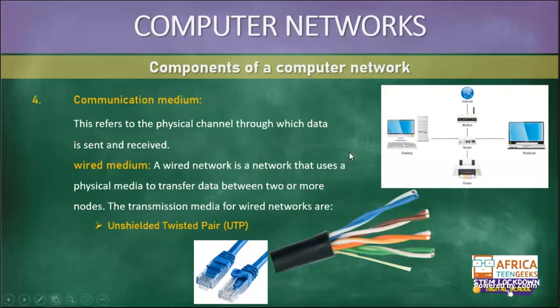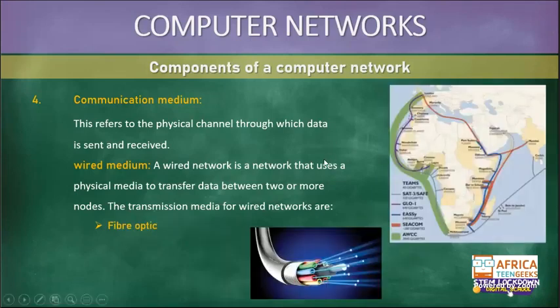Remember to put questions if you do not understand any of the concepts. Then the second type of cable is fiber optic. The difference between UTP and fiber optic is how the information is transferred. With UTP, it's through electrical impulses, whereas with fiber optic, it's through light. So information travels at the speed of light.